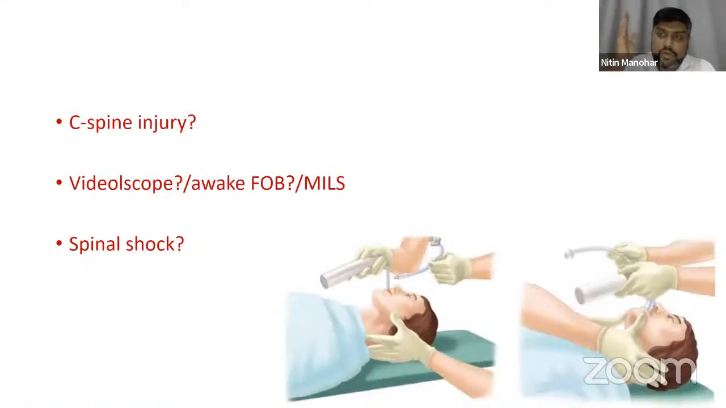Okay. So cervical spine injury, quick points. Dr. Mayank, do you use fiber optic, video laryngoscope, or normal MILS? Fiber optic. You use fiber optic. Okay. Dr. Vijay?